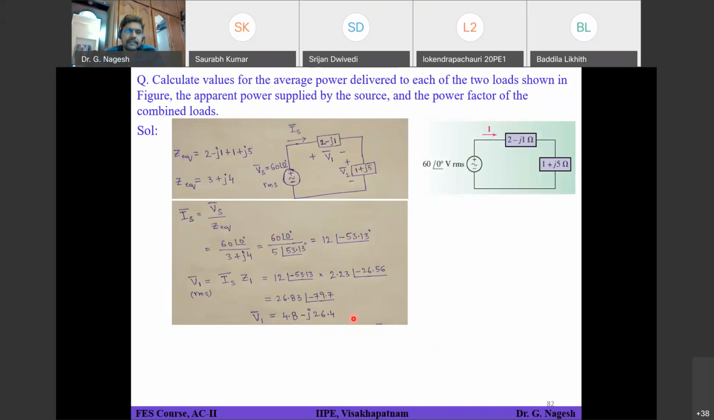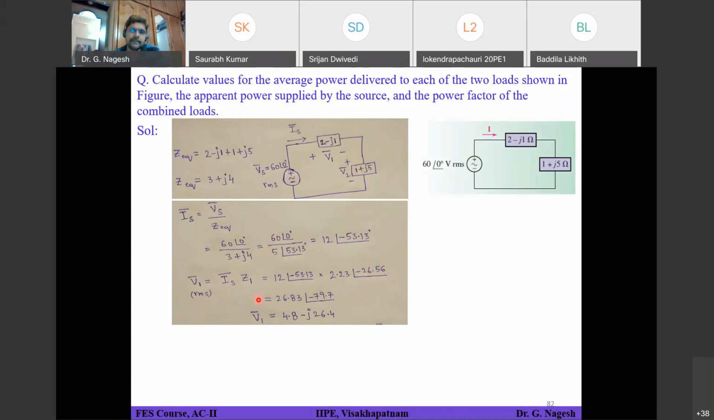Try to do that and get the value of V1. Okay, so simply you are multiplying the phasor current IS with impedance Z1, which is 2 minus J1. If you convert that into polar form, you will get 2.23 at an angle of minus 26.56. So if you multiply that, you are going to get voltage V1.